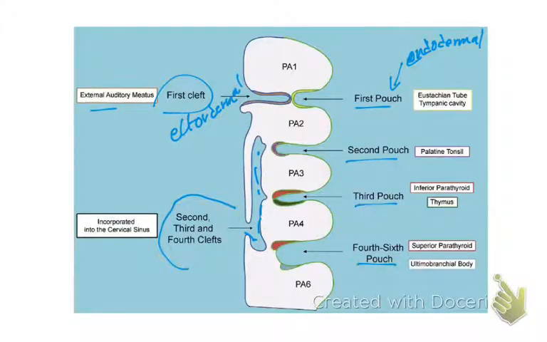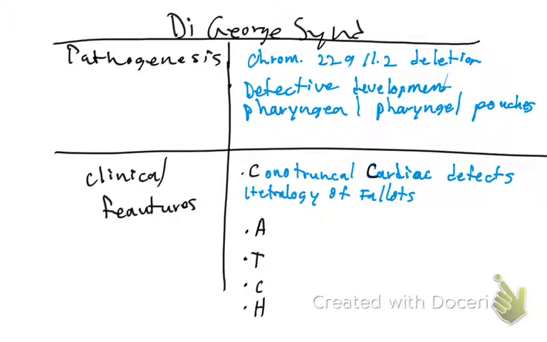Now DiGeorge syndrome has tetralogy of Fallot because they have conotruncal cardiac defects. But these patients can not only develop tetralogy of Fallot, they can also develop another condition, which is an interruption of the aortic arch. Okay, so that means there is an interrupted aortic arch. Basically, this is in the heart of the patient that has DiGeorge syndrome.